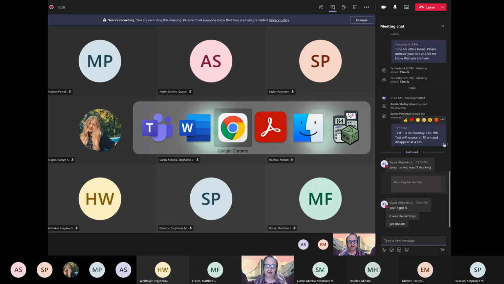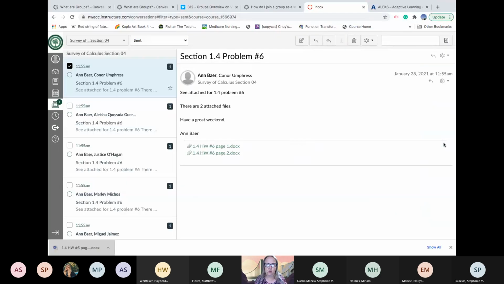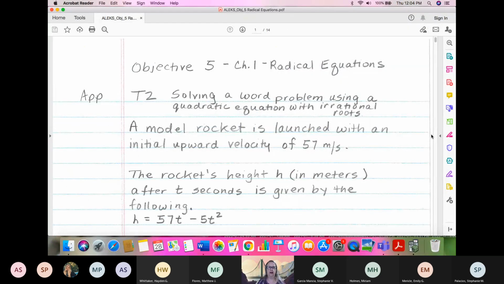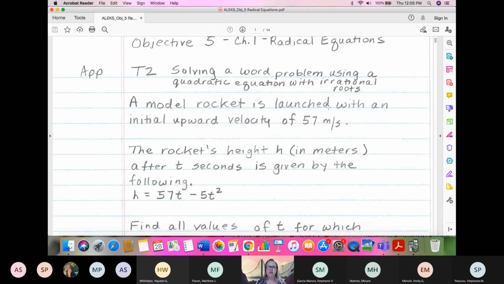So let's go down to my desktop here and let me make sure, yeah, the recording is on. So I want to go right here to Adobe Acrobat. So objective 5, solving radical equations. That's what most of the material in this objective is about. So that's what I decided to call it. So we're going to start with a word problem. Feel free to ask lots of questions.